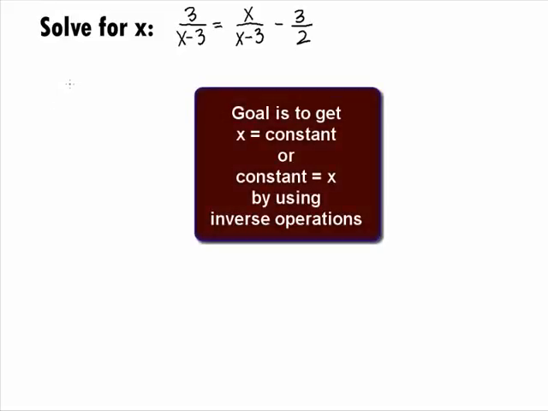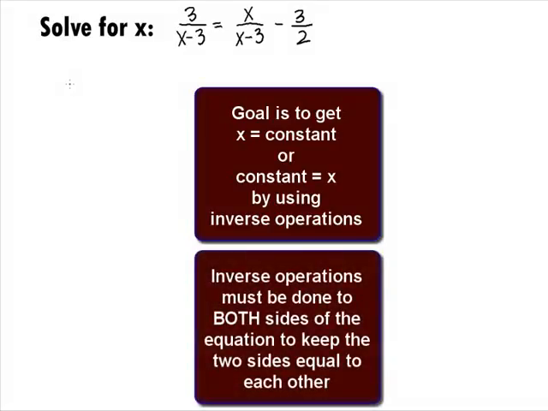The goal here is to get x by itself on one side and everything else on the other using inverse operations. When we do the inverse operations, we want to make sure that we do the same thing to both sides in order to keep the two sides of the equation equal to each other.